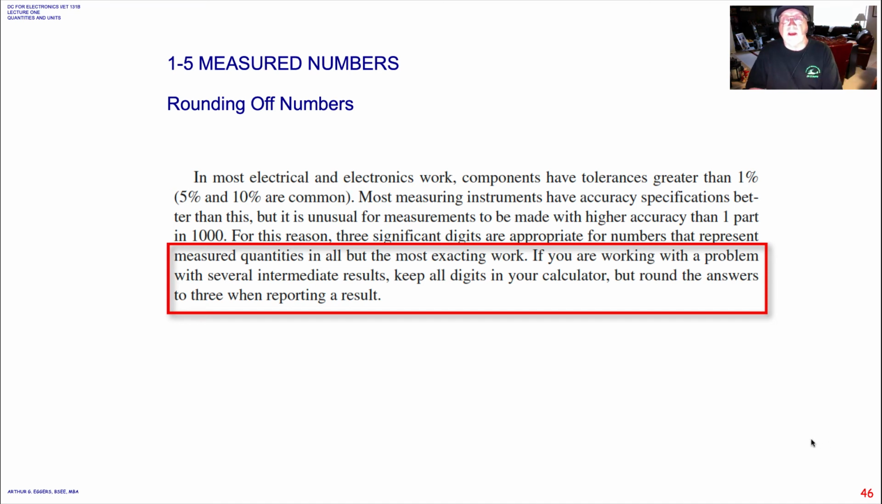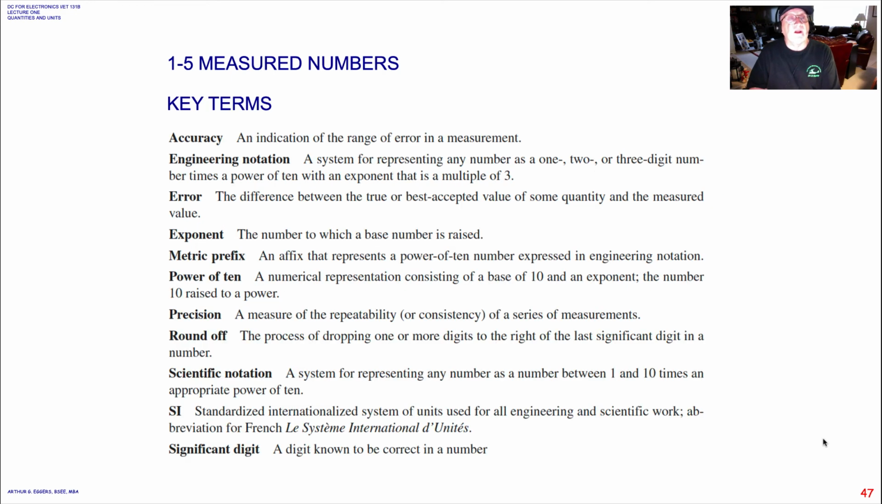So it's okay to enter every one of the digits, and let the calculator handle it. But when you're done, look at the number and make a determination if you need to round up or down to 3. So in this chapter then, and in this section, measured numbers, we've had lots of key terms that we need to keep in the forefront of our mind as we're dealing with accuracies, error, and significant digits. Accuracy, engineering notation, error, dealing with exponents, dealing with metric prefixes and powers of 10. What's the precision? How do we round off?